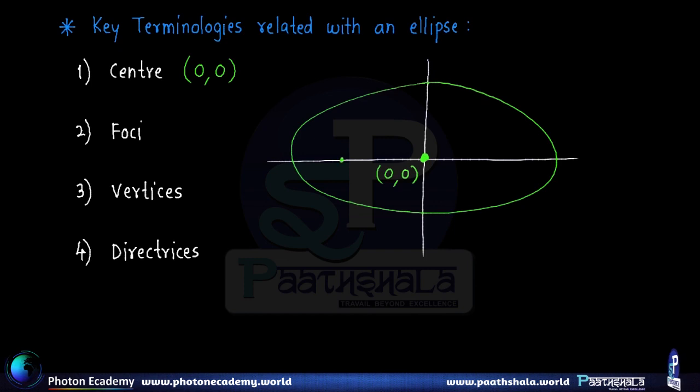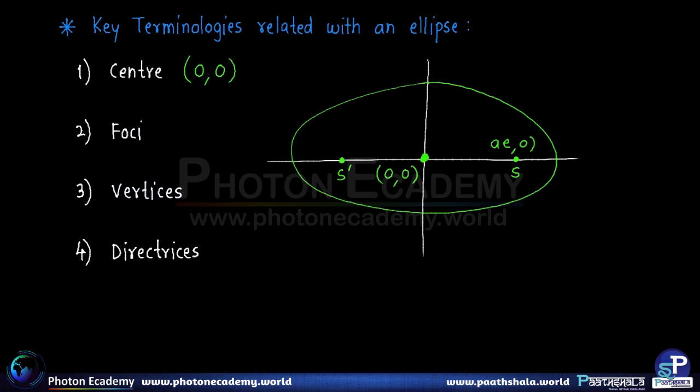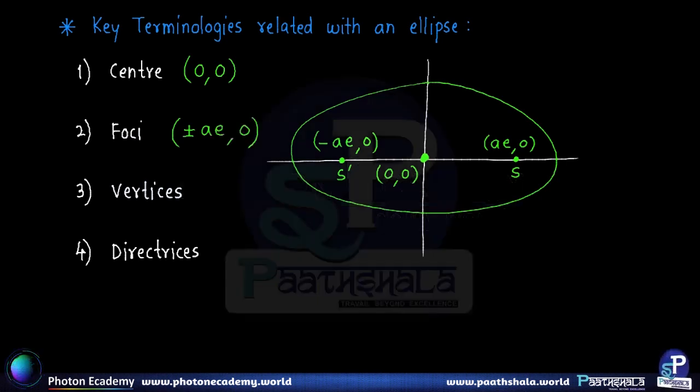Then foci, as we have seen in the derivation, we can call them as say S and S dash or S1 and S2, whichever way. So the foci are, as we have seen, present at AE, 0 and minus AE, 0. So they are just symmetrically opposite on x-axis. So therefore foci have coordinates plus or minus AE, 0. That's how we can write it in a combined way.